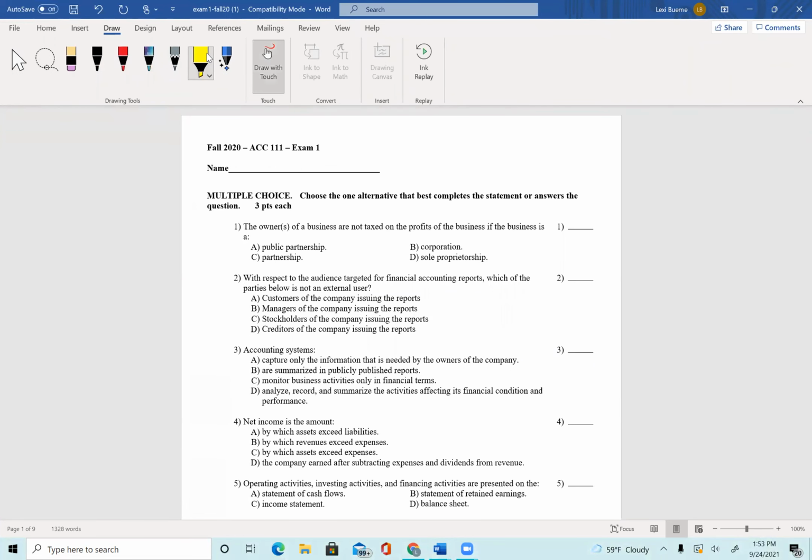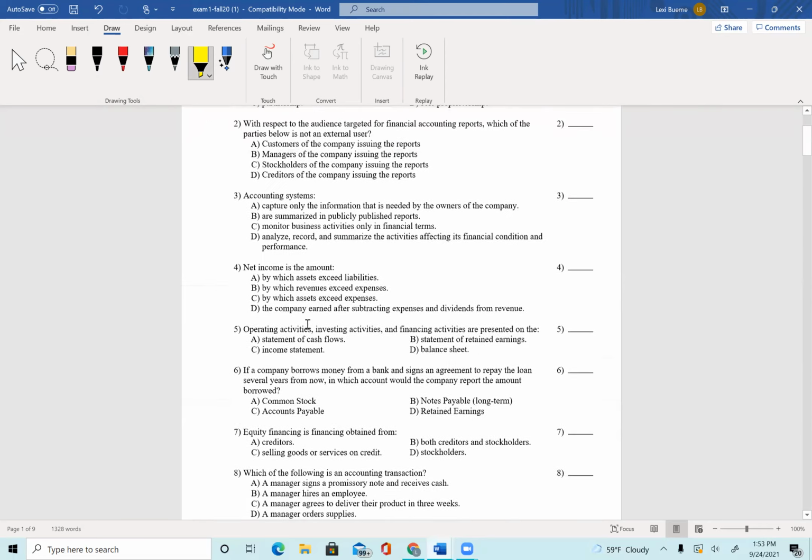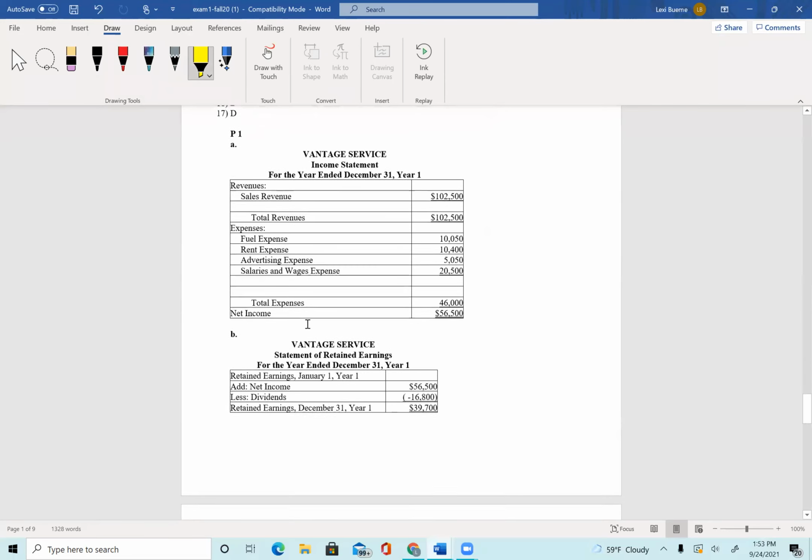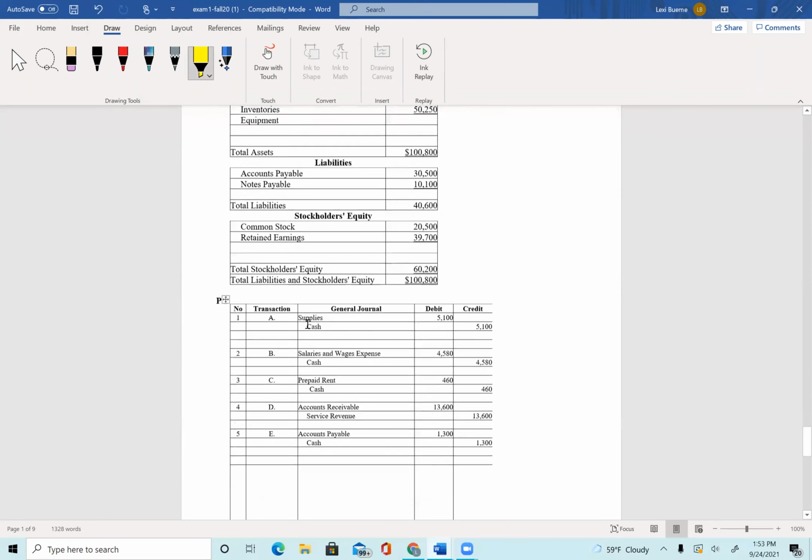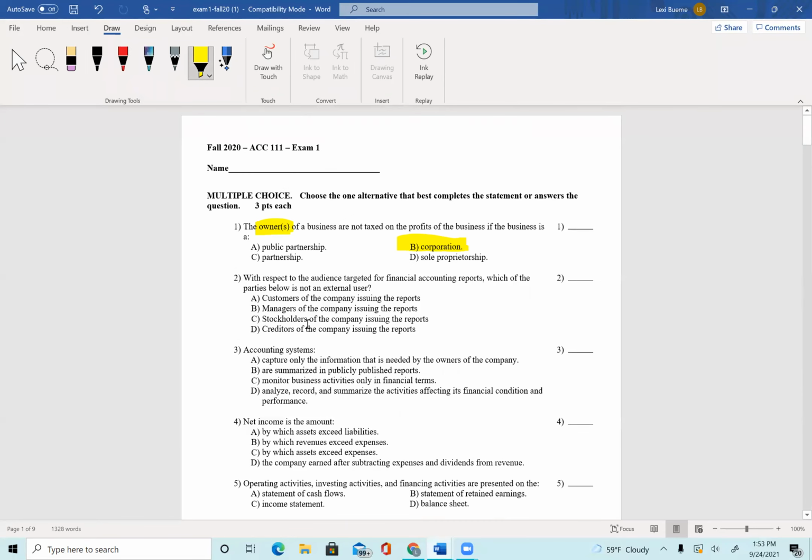So the owner of the business are not taxed on the profits of the business if they are a corporation. And the reason for this one is because it deals with the owner. So a corporation is taxed with corporate taxes. They're not taxed on the specific owner themselves. Also on this practice exam, we have all of the answers back here as well, but we're just going to go through it.